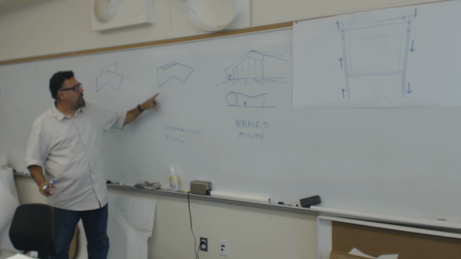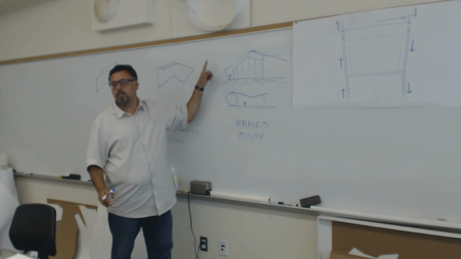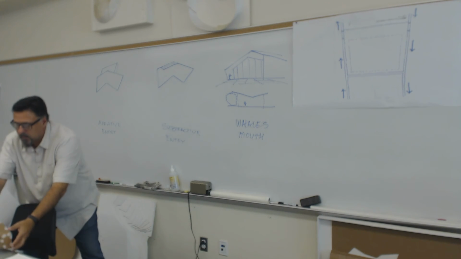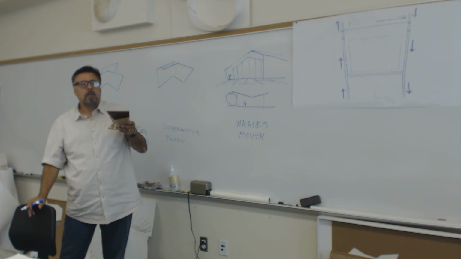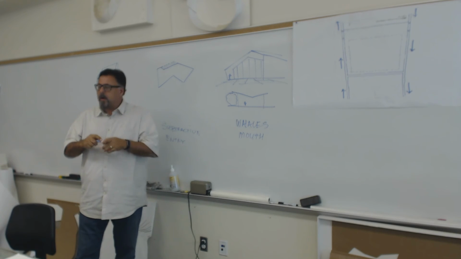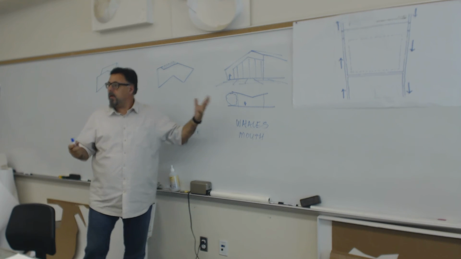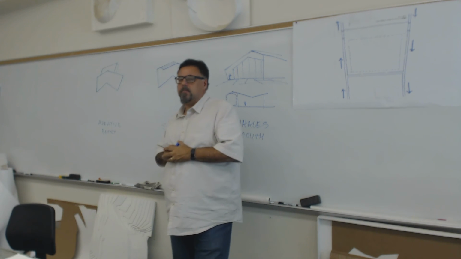This is a subtractive approach to creating an entry statement. This is using the building's form, that big whale's mouth, to create the entry statement. Okay? So that's your three options, and it's going to be up to you to decide which one of these you want to use. And part of that's going to be based on how you position your building on the site.